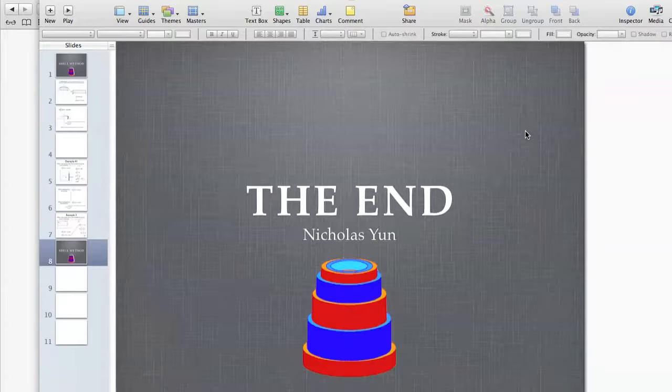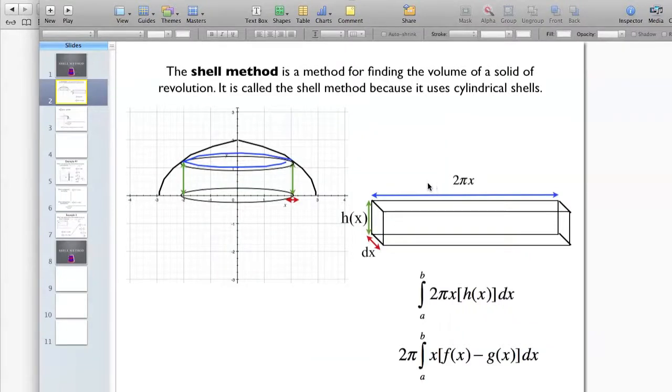So that was the end of the shell method of integration presentation. What you really need to remember is basically just this concept, because you can set up this equation by yourself just by understanding the concept: take one cylinder, open it up, find the volume of this rectangular prism, and find the sum of a bunch of these from A to B, an infinite amount of these actually, and you should be able to find the equation by yourself.